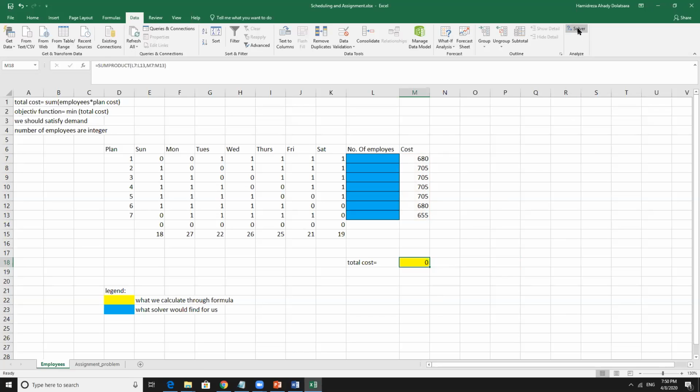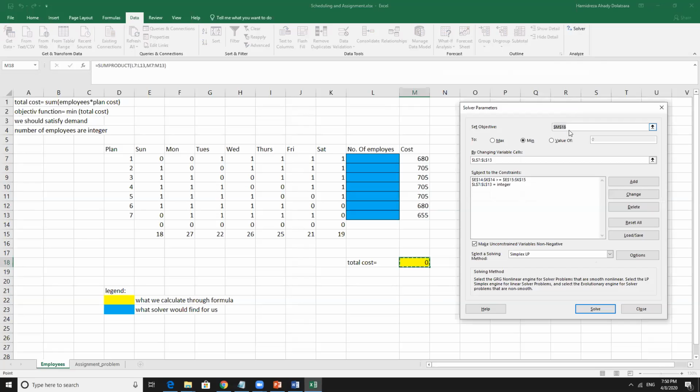Let's go over Solver. In the Solver, the first option is to set my objective function, which is total cost, and I select it here. The second option says it's a minimization problem, because we want to minimize the employees' salary, how much we pay for the employees. But we ask Excel to play with these blue cells from L7 to L13. And based on the solution Excel finds here, we can calculate our total cost.